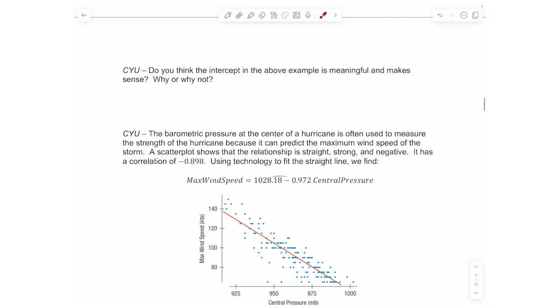Okay, so we just kind of answered this question. Do you think the intercept in the above example is meaningful and makes sense? Why or why not? And we said no, because roller coasters have hills, loops, etc., so it's not a height of 0 feet.